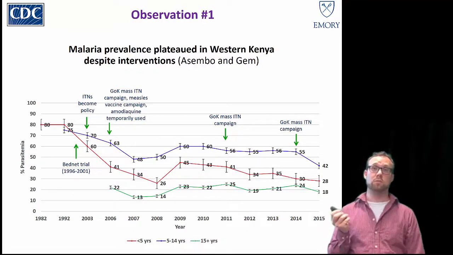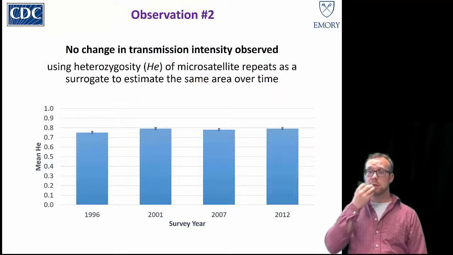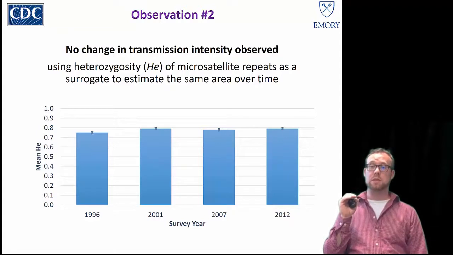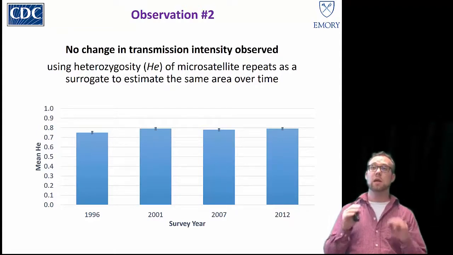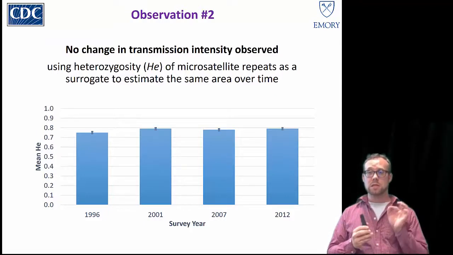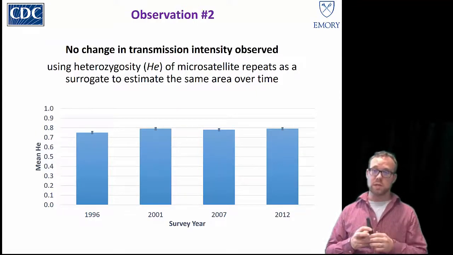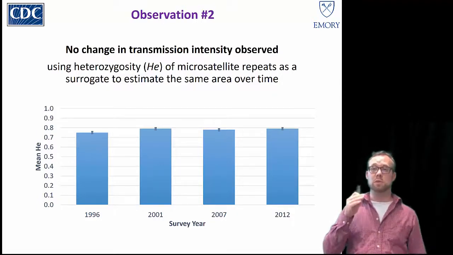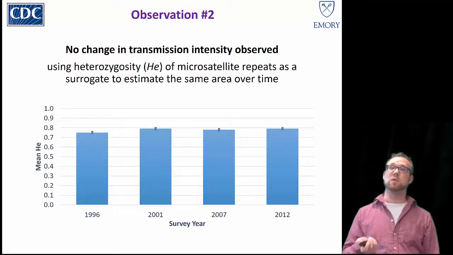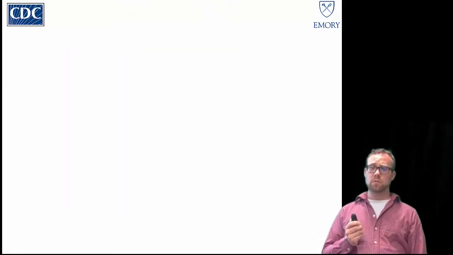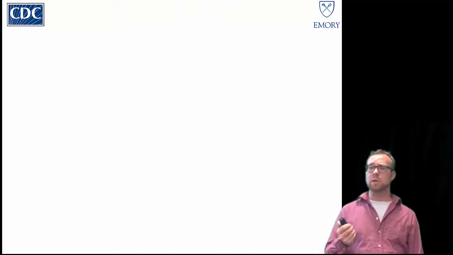So what's going on? Second observation is that if we use heterozygosity, as assessed by microsatellite repeats, as a surrogate for malaria transmission intensity, what you'll see is that there's very little change over time. And this is in spite of the initial change in the malaria infection prevalence. What you also see is that the heterozygosity has not decreased. It's just stayed the same, which is something you would expect if the parasite population size had actually decreased. So given these two observations, there's something more to malaria intensity.